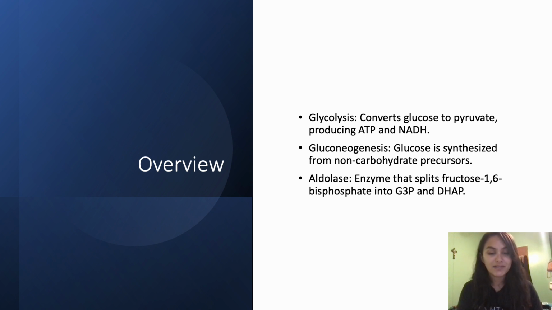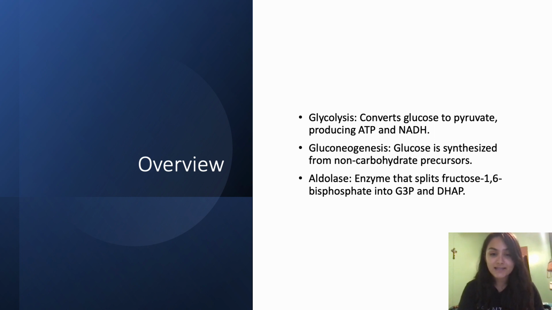Now, lastly, let's go to aldolase, and it is an enzyme that plays a vital role in various biological processes by catalyzing the cleavage or synthesis of aldol compounds. It is involved in key metabolic pathways such as glycolysis and gluconeogenesis.